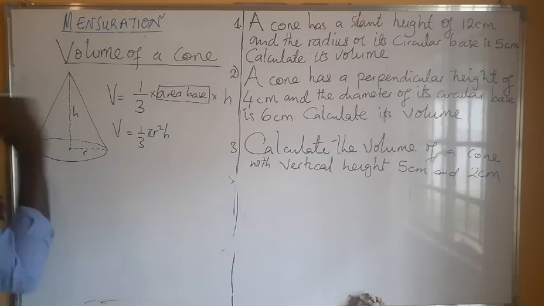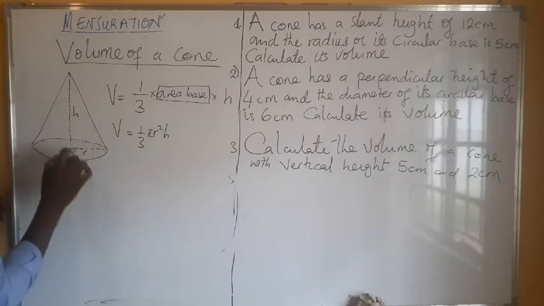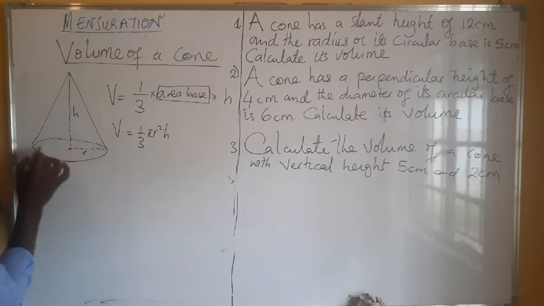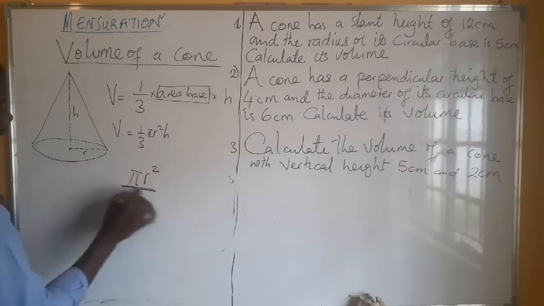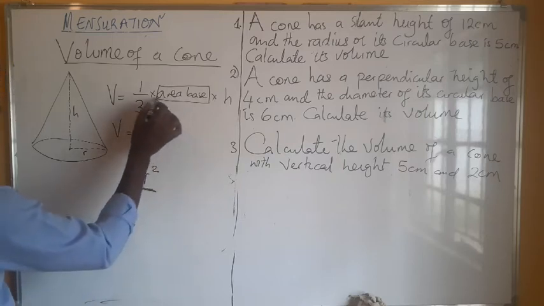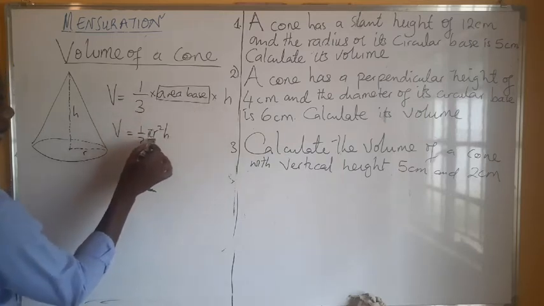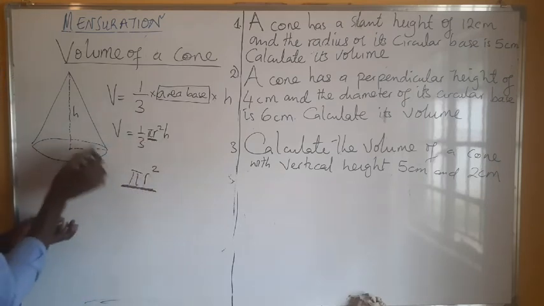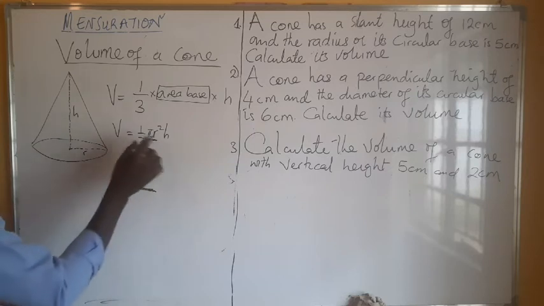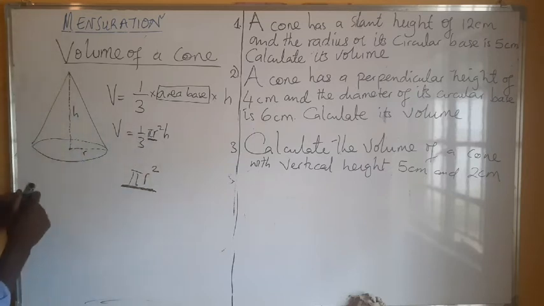Now, when we are dealing with volume, we want to find the base area. What is the base area? It's a circle, and this is the area of a circle. That is why, where the base area is, we put the area of a circle, because that is what we have as a base. Then multiplied by the perpendicular height. That is very important for you to know.